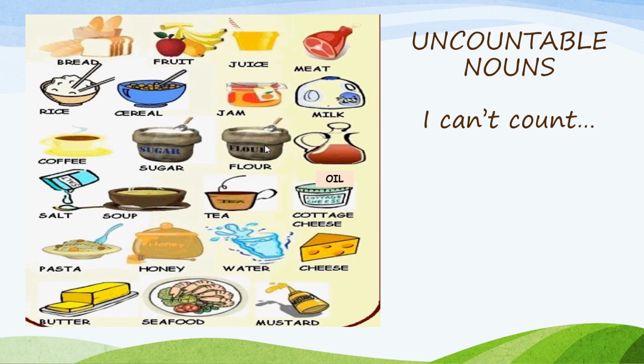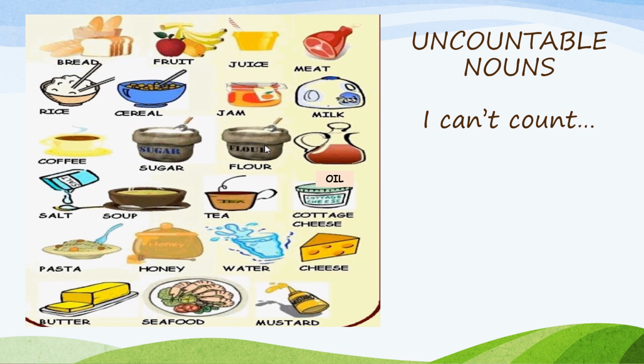Now let's look at some uncountable nouns, okay? Food that you can't count, alright? So for example, you have bread, fruit, juice, meat, rice, cereal, jam, milk, coffee, sugar, flour, oil, salt, soup, tea, cottage cheese, pasta, honey, water, cheese, butter, seafood, and mustard. So these are the things that you cannot count.